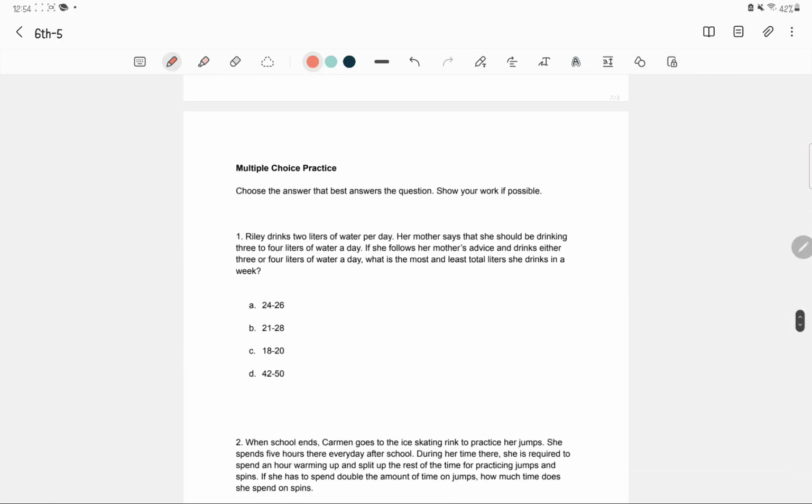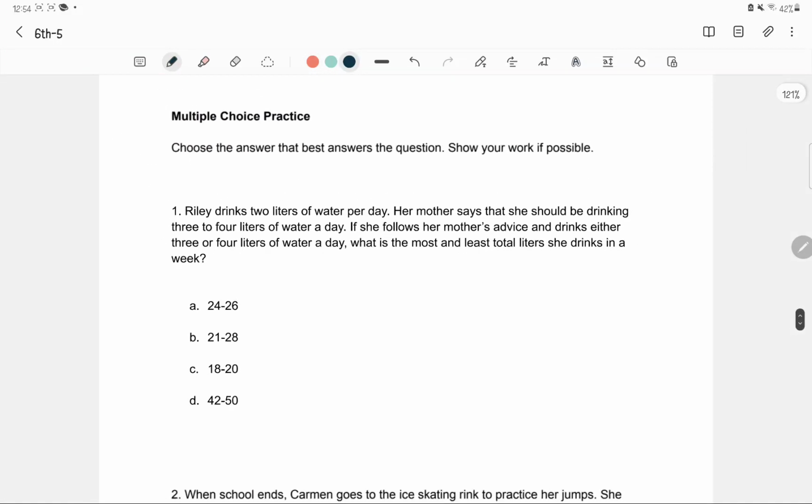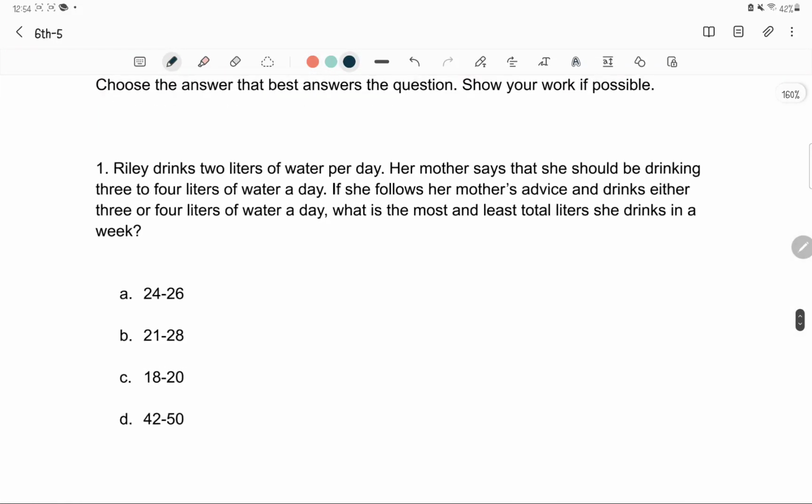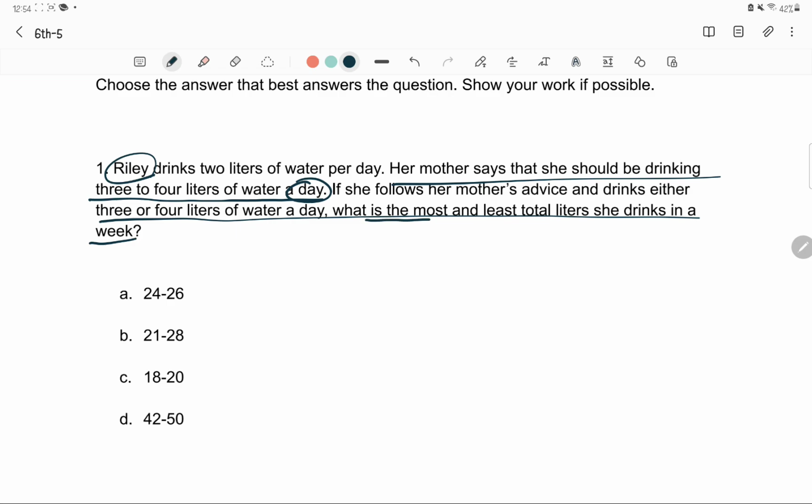Okay, so let's do some word problems, multiple choice questions. Riley has to drink 3 to 4 liters of water a day, right? Because her mom told her to do that. The question is asking, what are the most and least total liters she drinks in a week? So you have to acknowledge that there are 7 days in a week. 1, 2, 3, 4, 5, 6, 7.